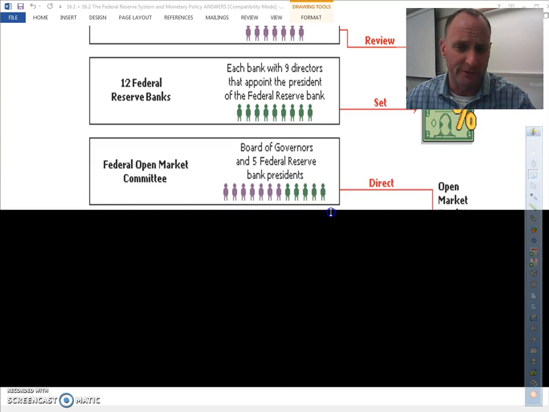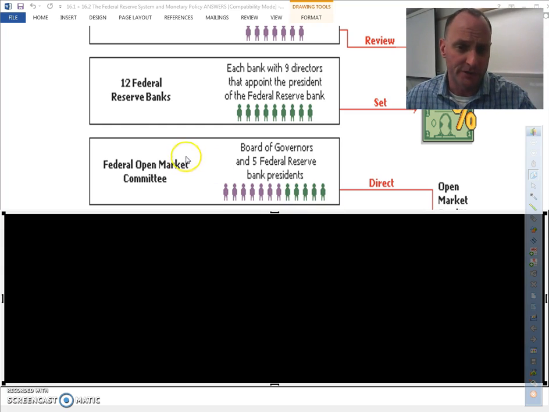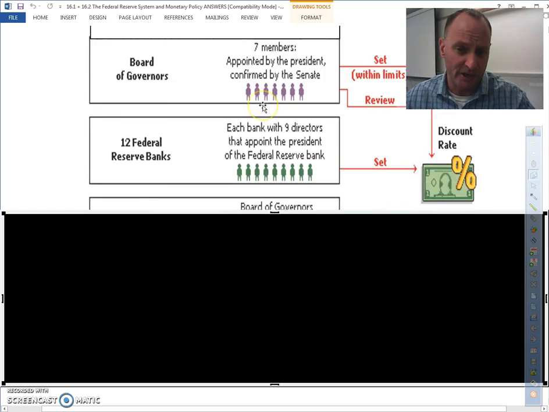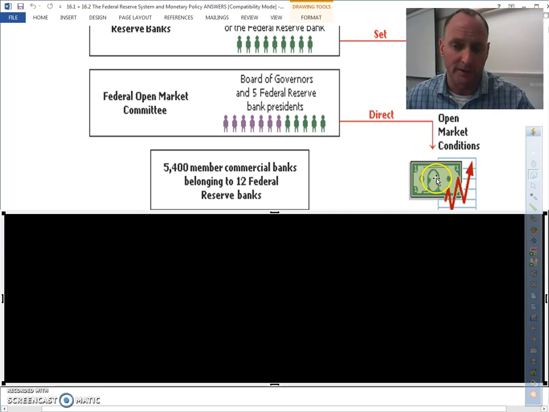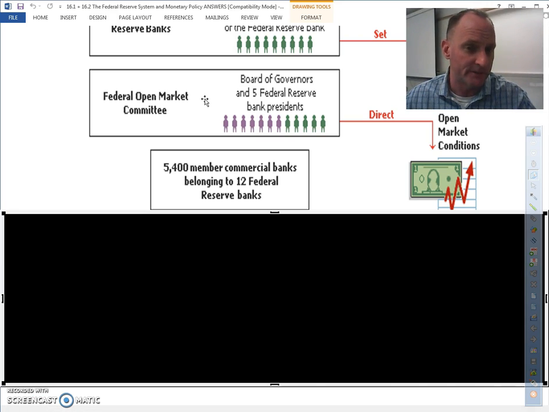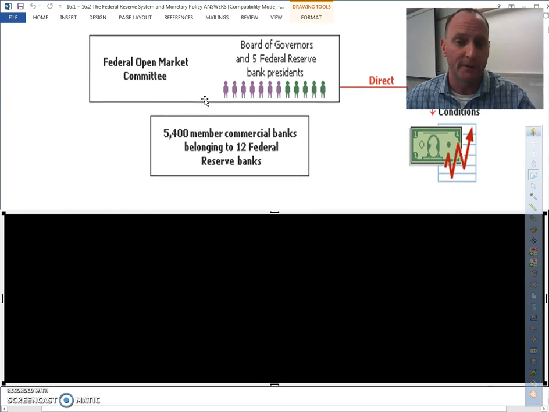Now, another very important part of the Federal Reserve System is the Federal Open Market Committee. They're made up of the 7 members of the Board of Governors right here, plus 5 of the 12 Federal Reserve Bank presidents, and they rotate on that basis. They direct open market operations, meaning, and again, I will explain this a little bit later, they buy and sell government securities, like bonds, treasury bills and notes, to influence the money supply.